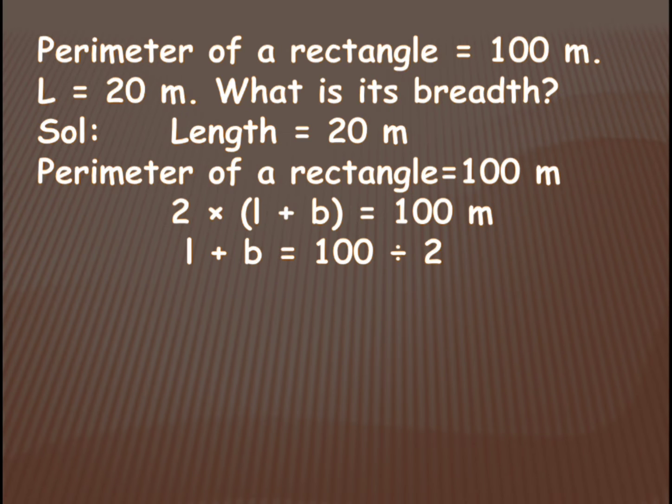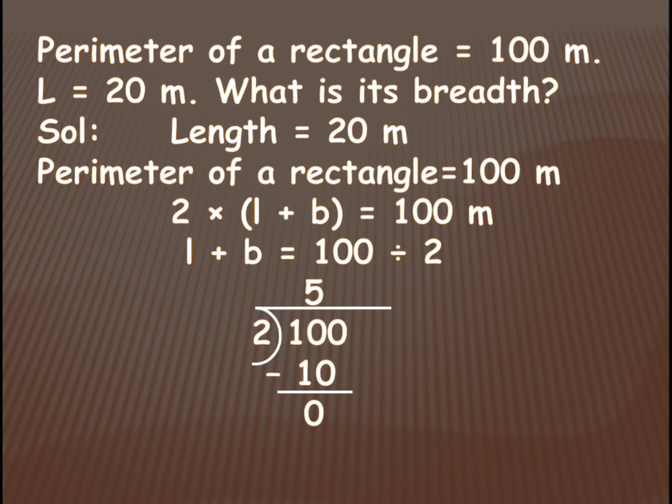Okay, children. Now 100 divided by 2, you all know how to do, isn't it, children? 100 will be your dividend, 2 will be your divisor. The first digit in the dividend is 1, which is less than the divisor 2. So you will take two digits, then it becomes 10. Do we have 10 in the 2 table? Yes, 2 5s are 10, isn't it? So 10 minus 10 becomes 0. So here you got 0, and what is left out in the dividend? 0 is left out. So that 0 you will place in the quotient. That means length plus breadth is equal to 50.